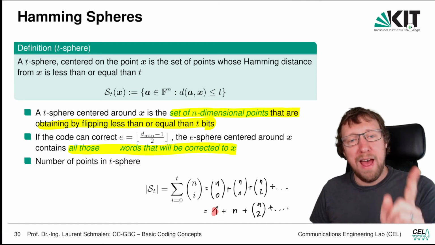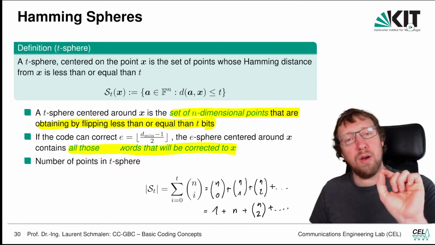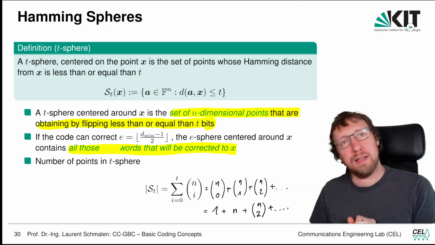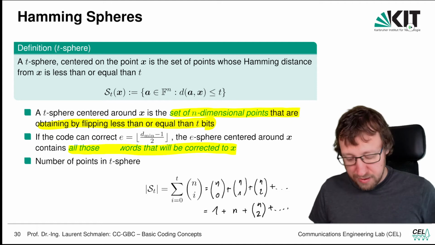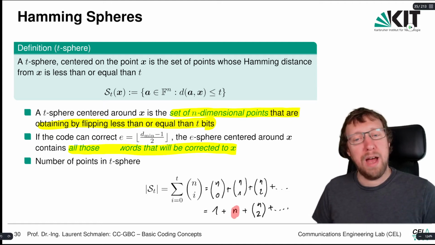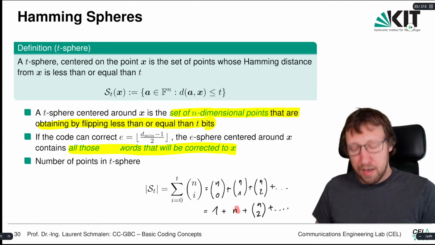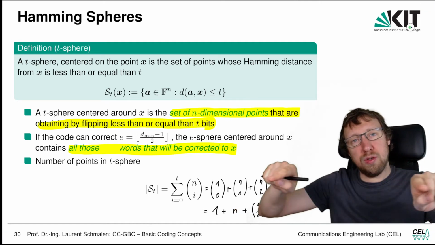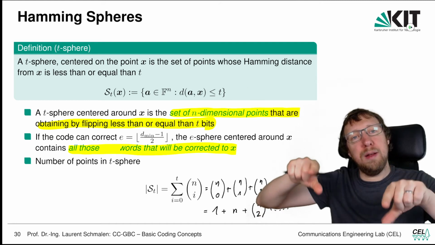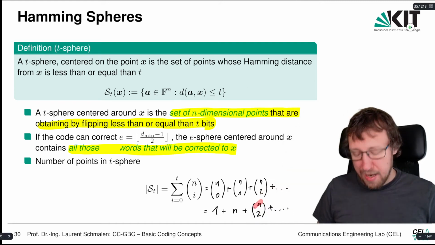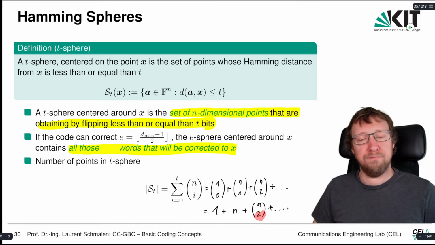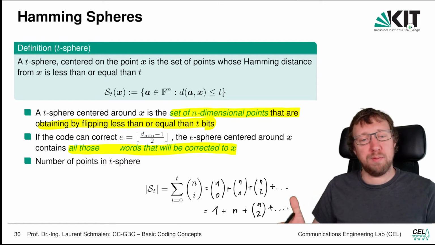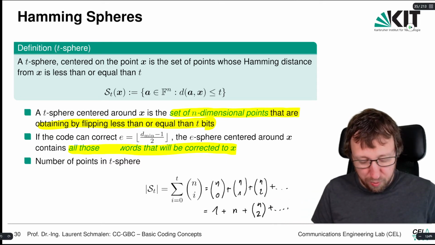Then we have n possibilities of flipping 1 position. We can flip the first, the second, the third, the fourth, the fifth, and so on, so the total number of such positions is equal to n. Then the number of possibilities to flip 2 positions: we choose 2 bits, and the possibilities of flipping those 2 is given by n choose 2. And so on. Then we sum up all those points, and that's the number of points in the sphere.